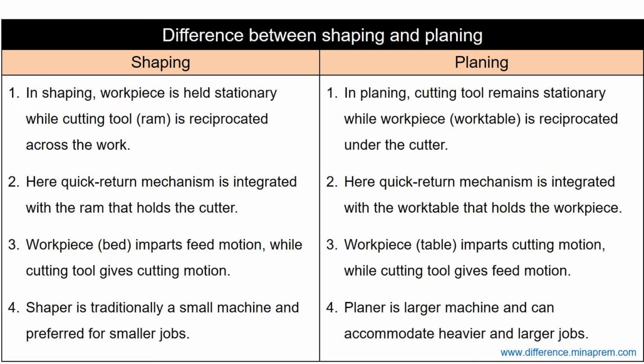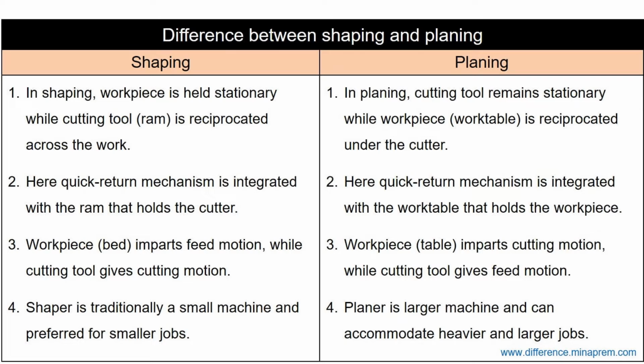For planing, the quick return mechanism is integrated with the work table that holds the workpiece. So for shaping, the workpiece bed imparts the feed motion while the cutting tool gives the cutting motion. But for planing, the workpiece table imparts the cutting motion and the cutting tool gives the feed motion.